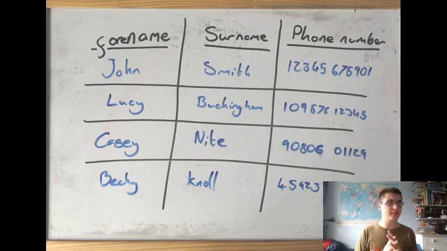So in this example, I've got a very simple address book. All the names are made up, and so are the phone numbers, so don't try calling them. You've got the different fields of information, which are forename, surname, and phone number, and you've got different records for different people. So yeah, that's all I can say for now about those.